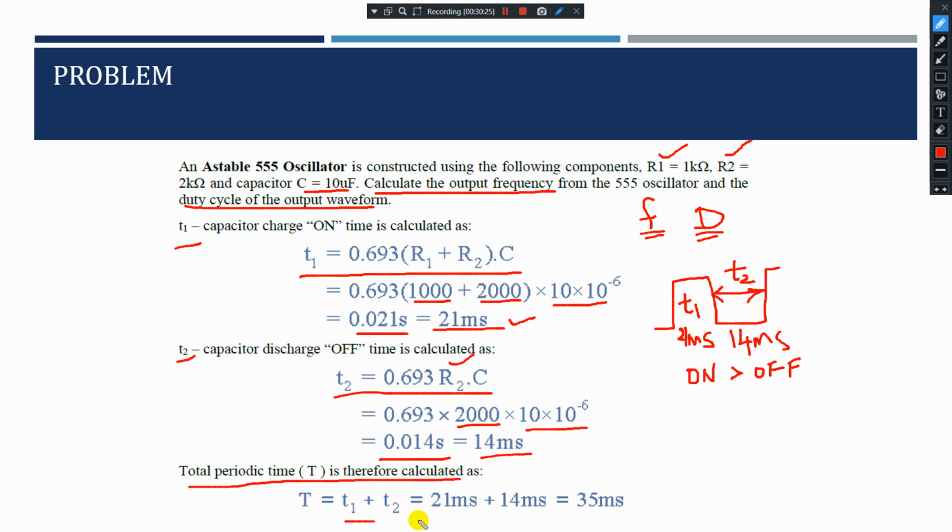So now let us find the total periodic time T. T is equal to T1 plus T2. What is T1 plus T2 here? 35 milliseconds. So we'll be getting 35 milliseconds. That is your total time. This is your total time. Okay, understood?